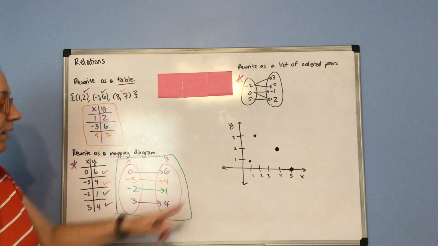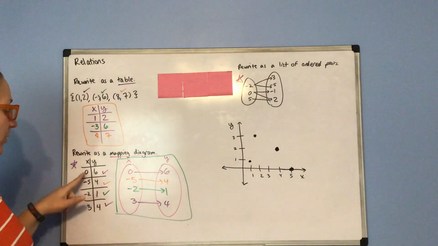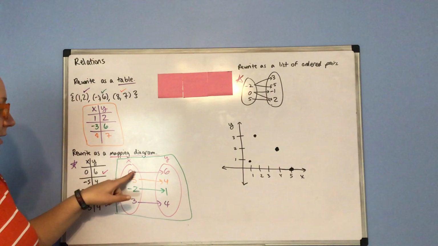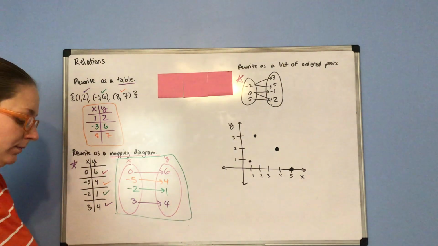It is possible to have more than one arrow pointing out of something. Like for instance, if I also had a 0, 2, I would need 0 and then an arrow pointing to a 2 as well. That's kind of what we have going on here.